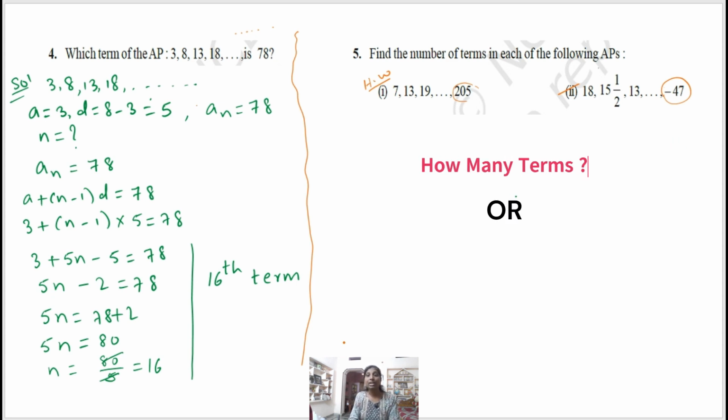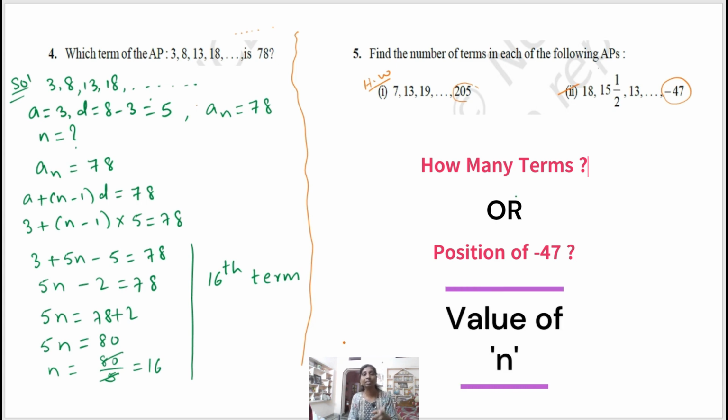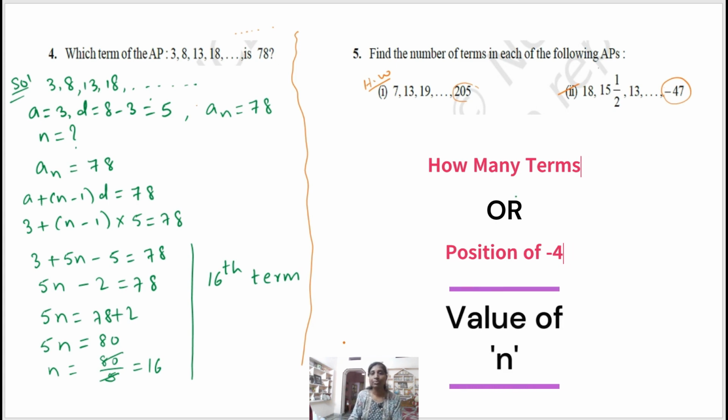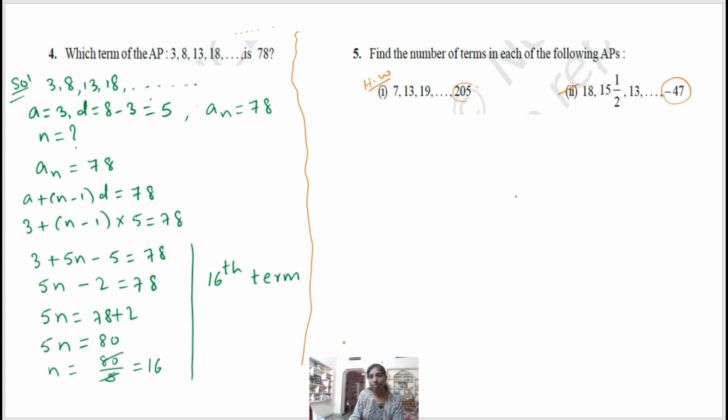It means what is the position of minus 47. If we find out the position of minus 47, then we can say how many terms are there in this AP. So both are same. The way of questioning is different, but both are same. We have to find out n in both the cases. So let us solve it.